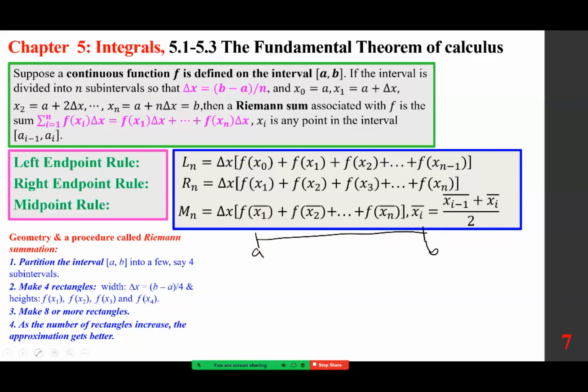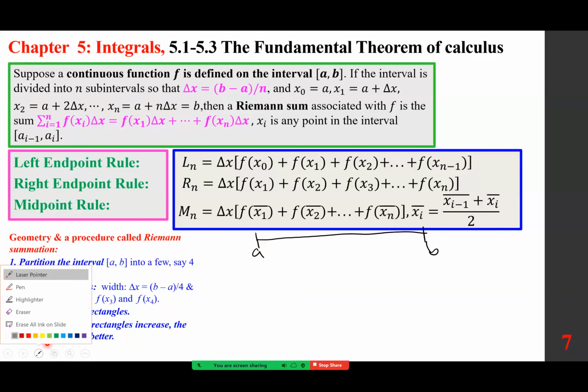For the midpoint, you have to locate the midpoint. So if, for example, let's say these are the endpoints, the midpoint would be somewhere in between. This would be the midpoint.